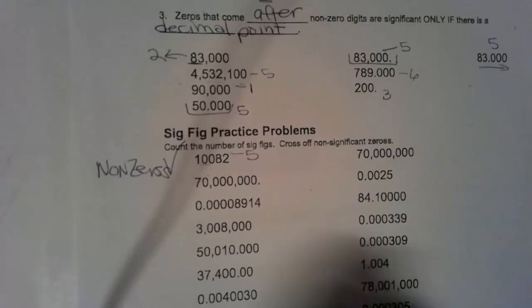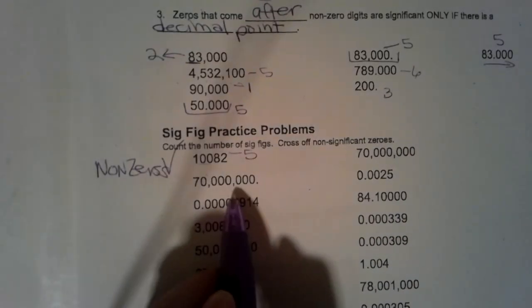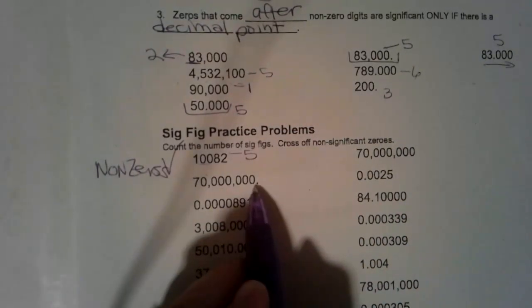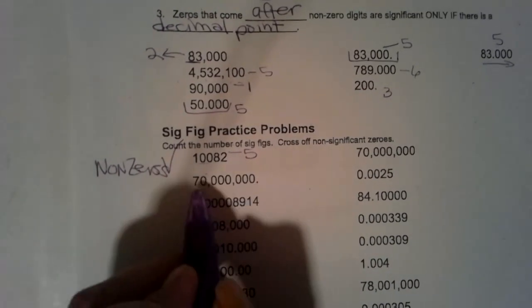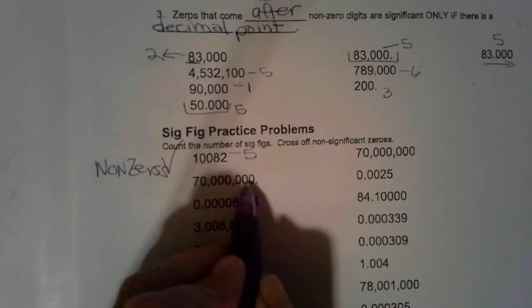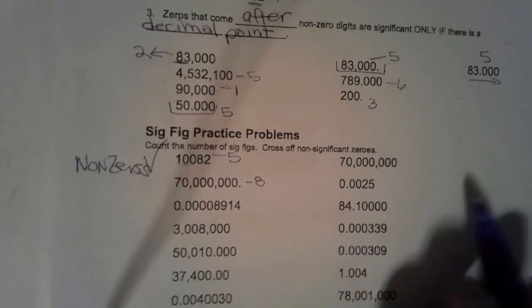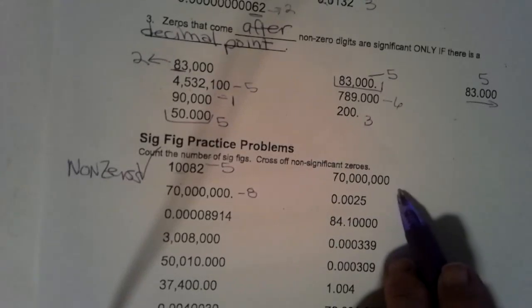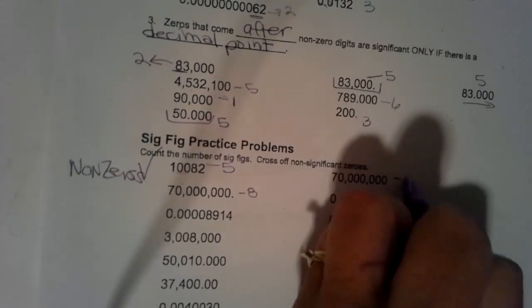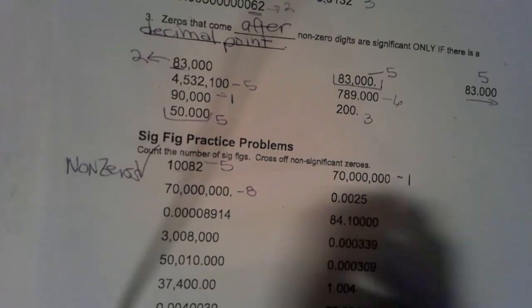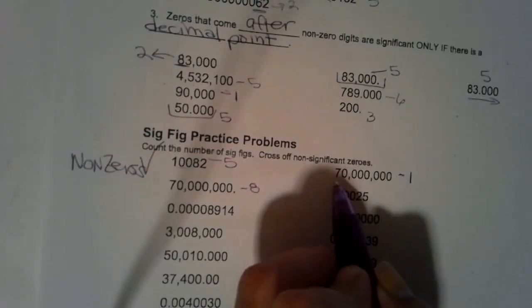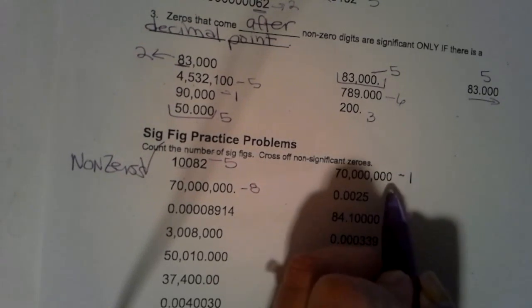Okay. If we take 70 million, it has a decimal at the end, which makes all of the zeros significant. So you're going to have 1, 2, and then all these 6, you're going to have 8. But if you have the 70 million without the decimal point, no decimal point, then it's just 1.